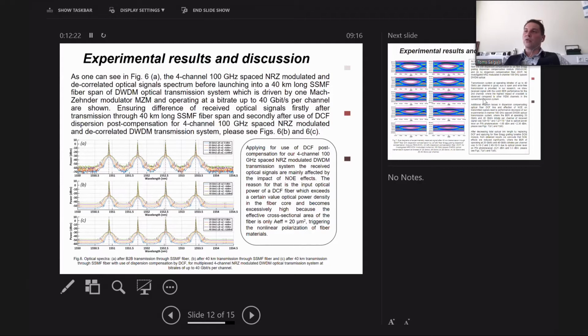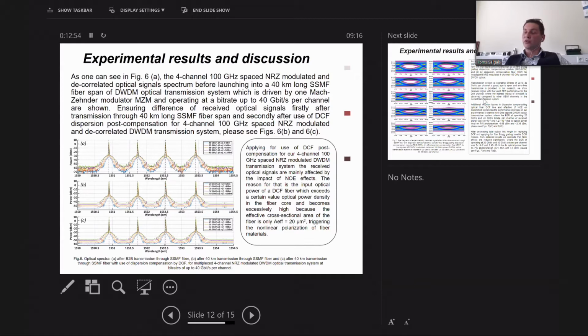Depending on the position, how it looks. Actually, when applying the DCF fiber for compensation, the received optical signals are mainly affected by nonlinear effects. The reason is that the input optical power of the DCF fiber exceeds a certain value, and the optical power density in the fiber core becomes extremely high because the effective cross-section area of the fiber is only 20 micrometers, triggering the nonlinear polarization of the materials.